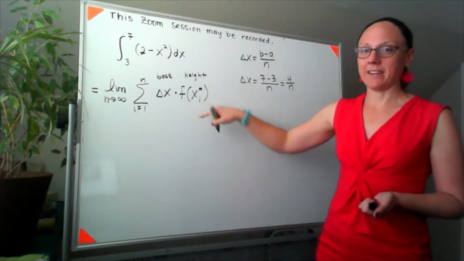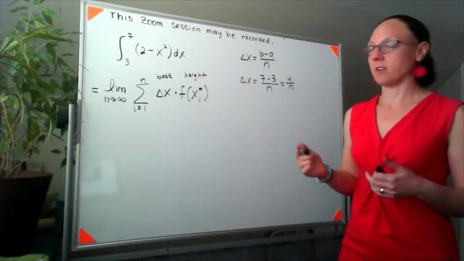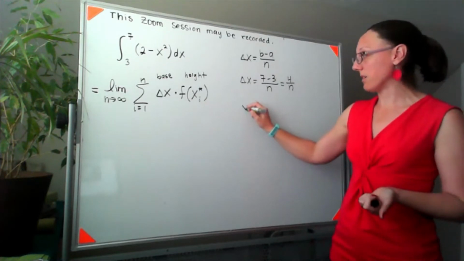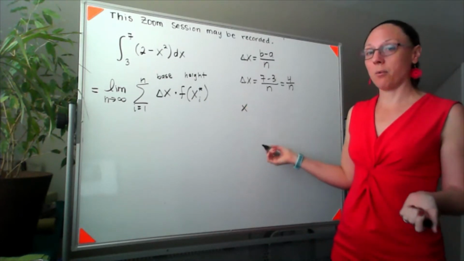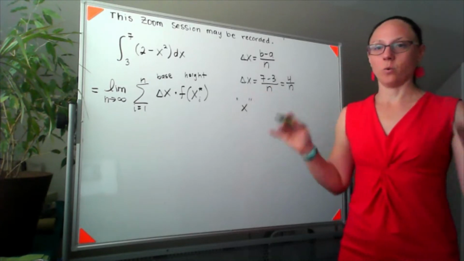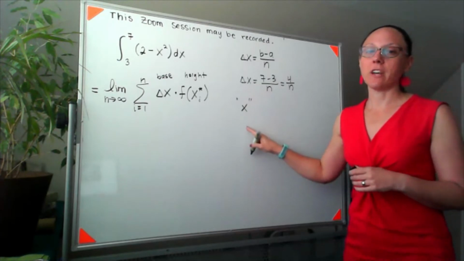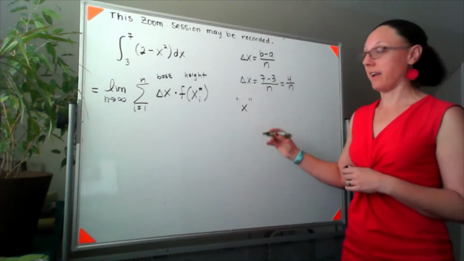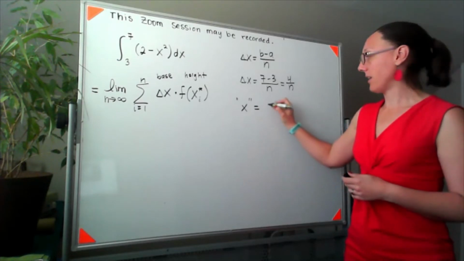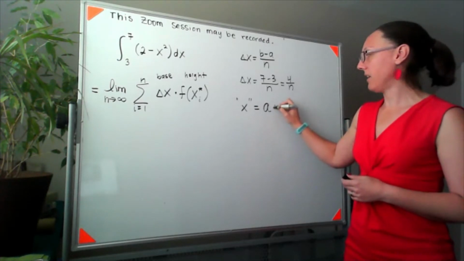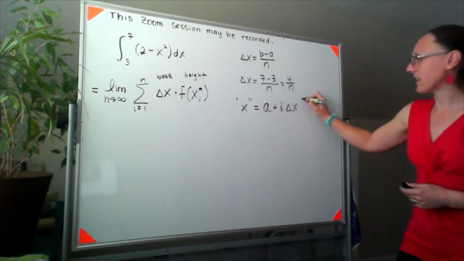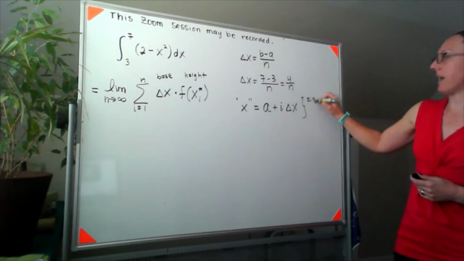This x sub i star, I know that notation's a little bit messy, but that x sub i star has a formula associated with it that's probably worth memorizing. And I like to just call it x in quotations, because this is our generic x for our ith rectangle. This x as a formula is always going to look like a plus i times delta x. And that's going to be true whenever we have right-hand endpoints.